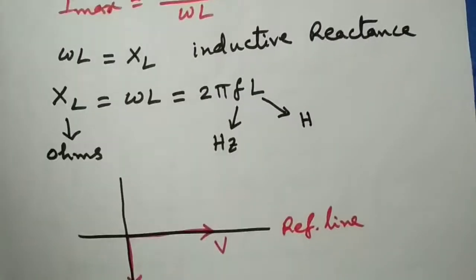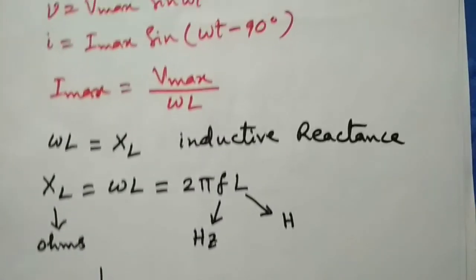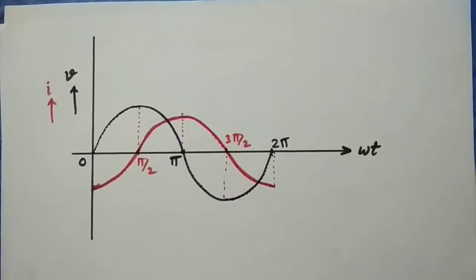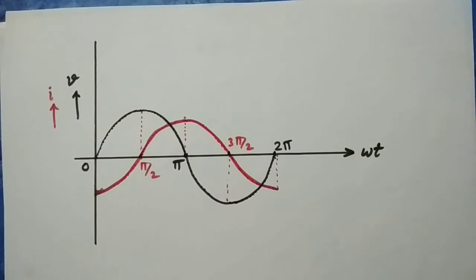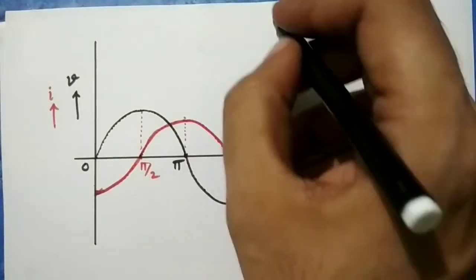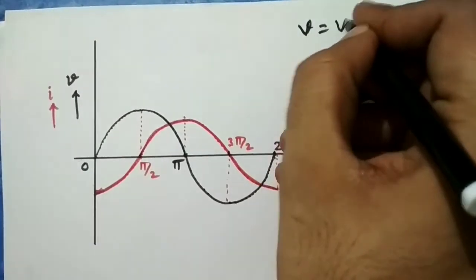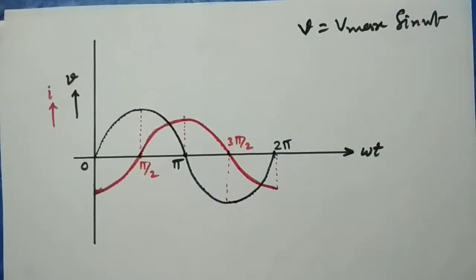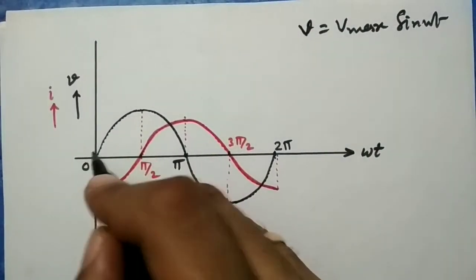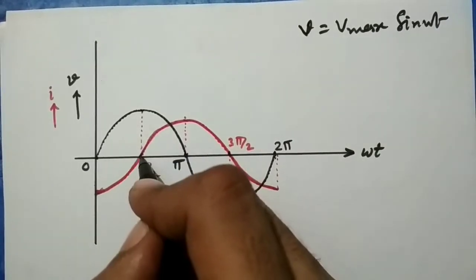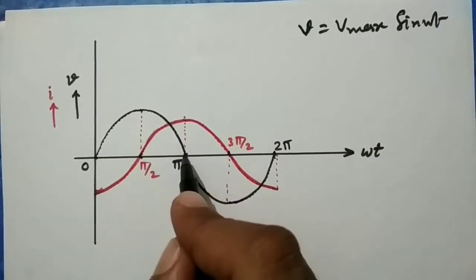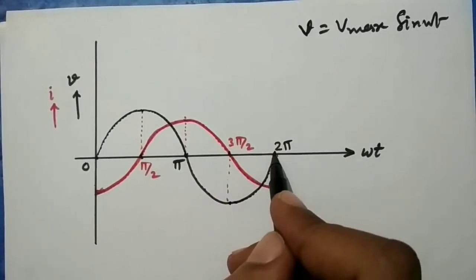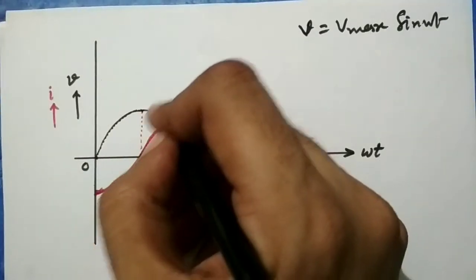Now, if I draw the waveform of this voltage and current, it will look like this, where V is Vmax sin omega t, that I have already mentioned. So the waveform of the voltage will start from 0. It will reach maximum at 90 degree, that is pi by 2. At pi the voltage will be again 0. At 3 pi by 2 it will be in the negative side, and at 2 pi again it will be 0. So this is the waveform of the voltage.